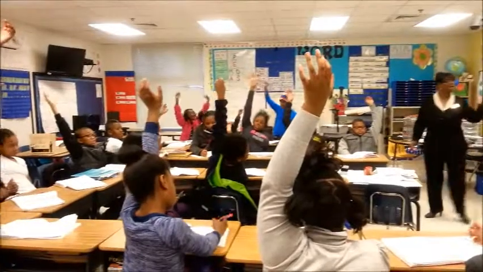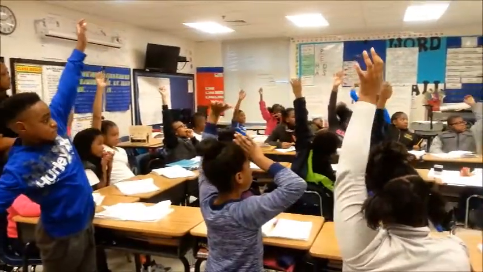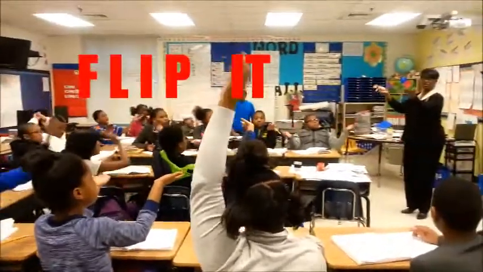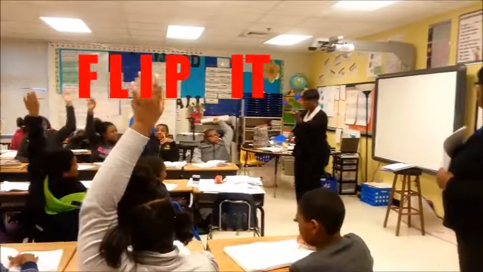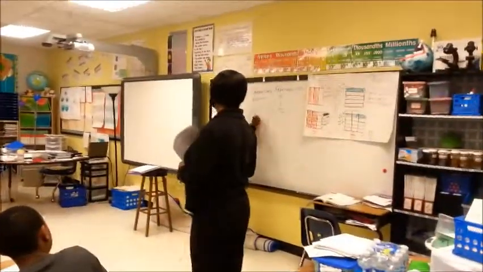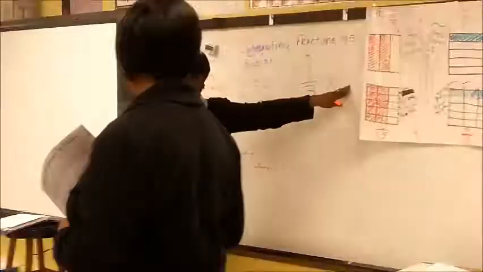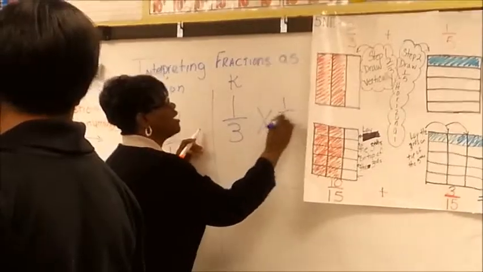What do I do with that number? On the count of three, tell me what, and take your hand and do it. On the count of three, tell me what I'm going to do. Flip it. Who's with me? And when I flip it, what is it going to look like? When I flip this, it has a one here, and what should this be? One third. Who's with me? One third on top. Tell your neighbor, that's easy peasy.